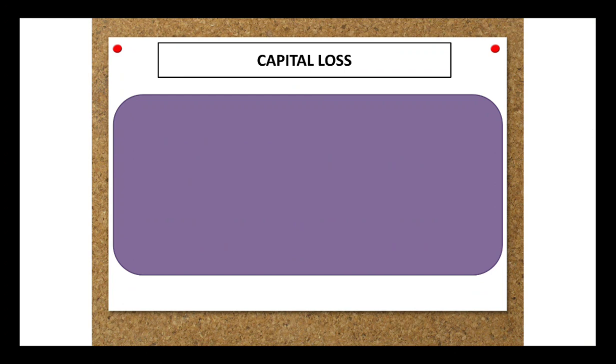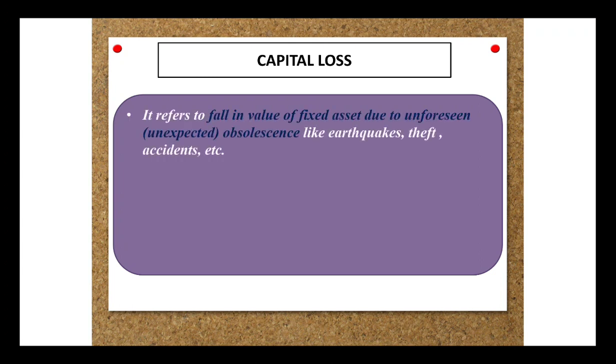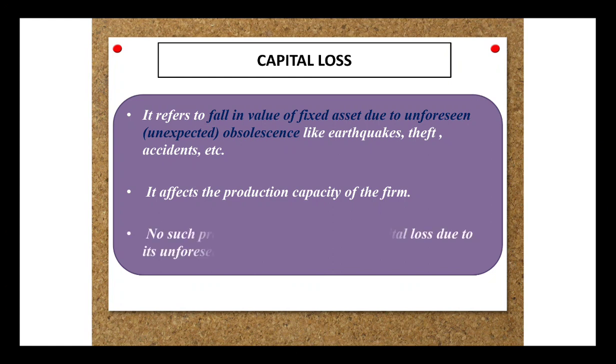It's a part of your course curriculum. Capital loss is a situation where some unforeseen event took place. Let's say there was a theft, or a natural calamity like an earthquake or a flood, or there was a fire in the factory due to which your fixed assets got destroyed. That was a loss for the firm, and of course it does affect the productivity of the firm, because we were not expecting such a loss, and now we have to compensate for it. That's why we use the words unexpected obsolescence. Clear? So that was the difference between capital loss and depreciation.